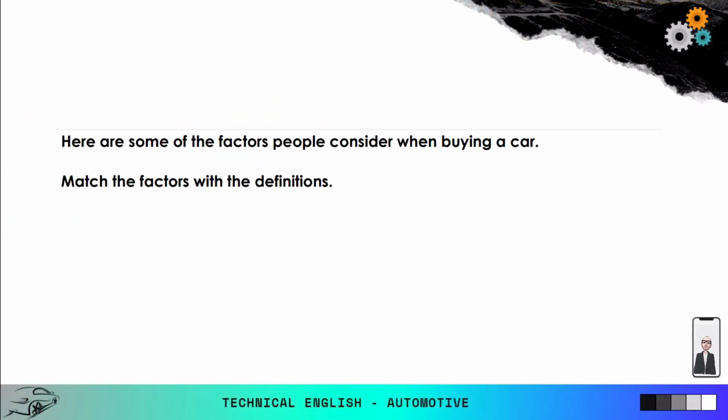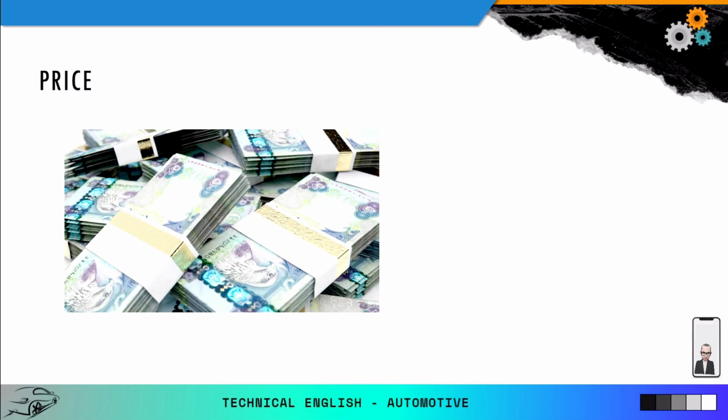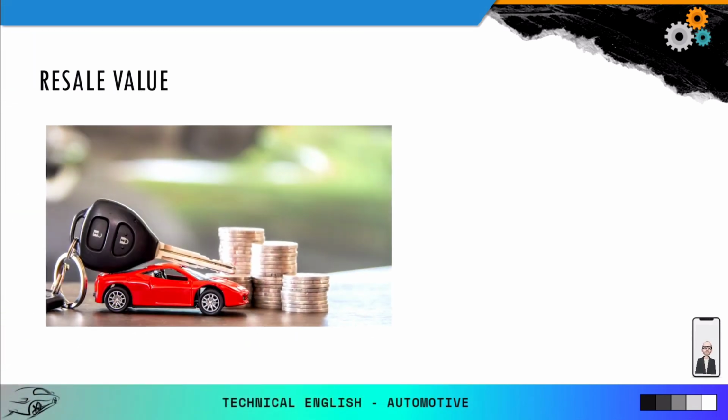Instead, let's start this session by looking at the different factors that people would consider when they are about to buy a car. We are going to look at them one by one, and then there will be a task where we will have to match the words with their definition. So here we have price, just to go through them very, very quickly. Not much to explain here about price. Of course, it's how much the car is going to cost you.